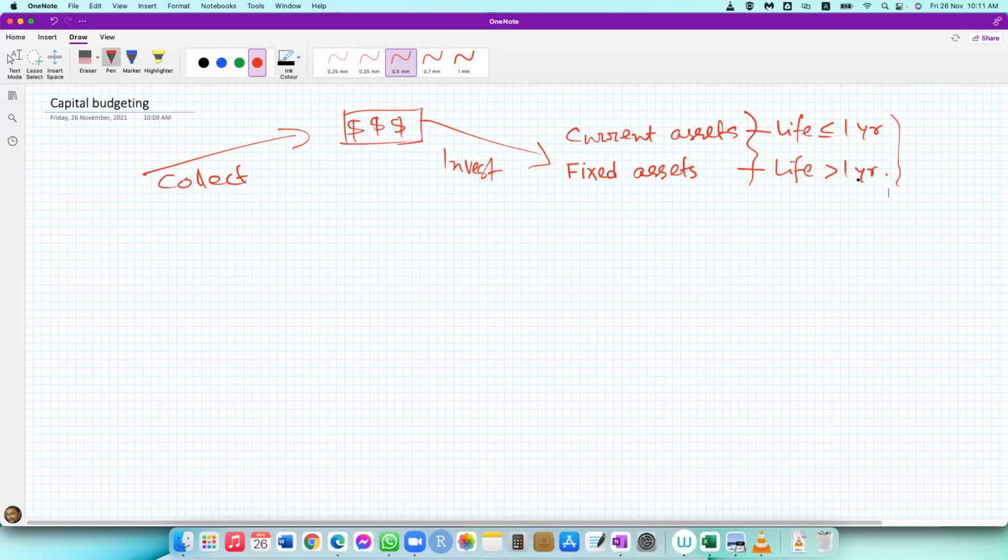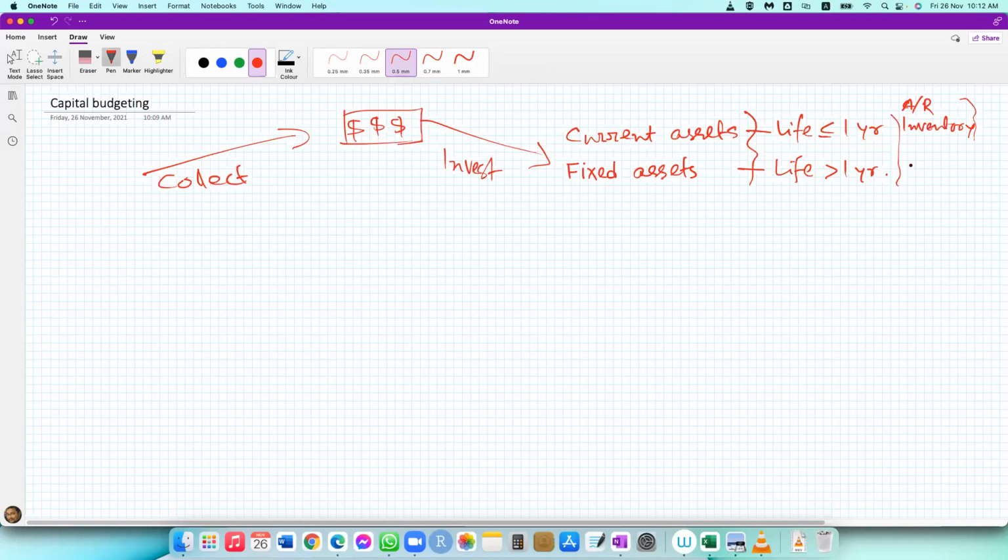So can you give any example of current asset? Anybody? Sir, inventory. Inventory, right? So it can be inventory. Definitely, accounts receivable is also one example, and another one is inventory. These kinds of things are current assets, and these assets normally are converted into cash within a 1 year period. So what do we mean by fixed asset?